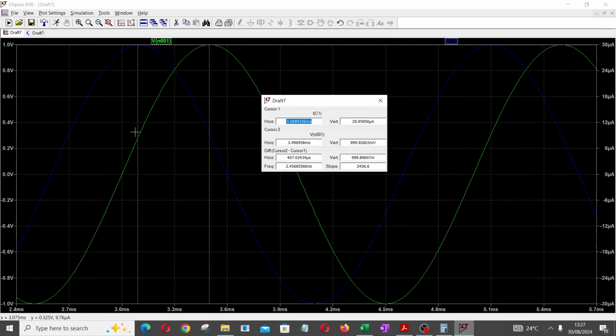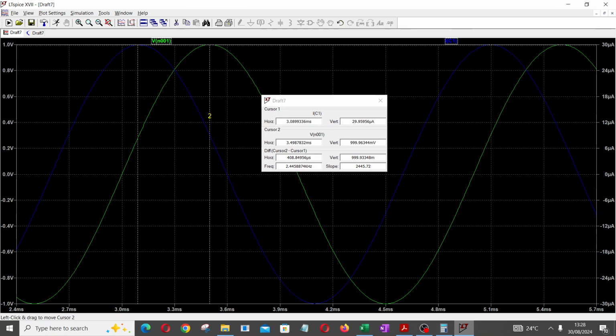So let's be sure this is actually the maximum value we can get. On the current axis, I'm seeing 29.95, 29.92, 29.958. I think the highest I can get is 29.959 microamps. Then for the voltage axis, I am getting 99.96, 99.96. I think 99.96 is the highest I can get. So this is the peak.